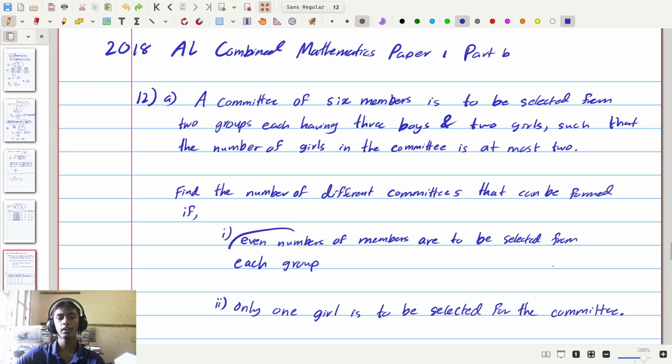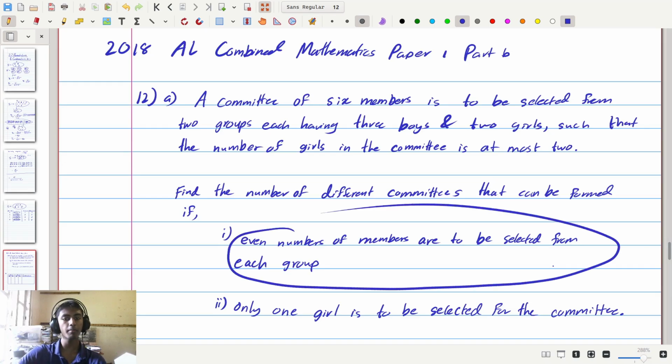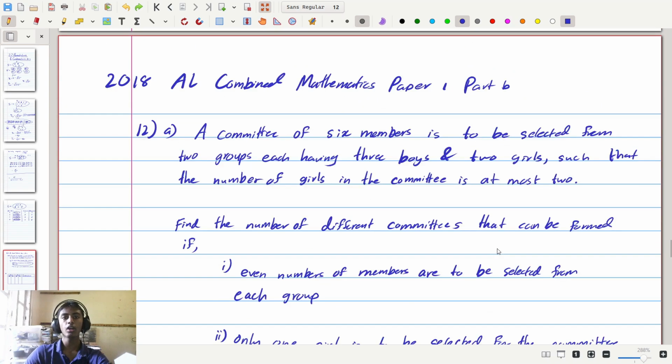To start off, let's take a look at this "even number of members are to be selected from each group" rule. According to this, from group 1, out of the 5 people, an even number are to be selected, and from group 2, out of that 5, another even number are to be selected. The total of these two even numbers must be equal to 6, since we are choosing 6 total people. So therefore, we need a pair of two even numbers that add up to 6, and those pairs of even numbers could be the possible numbers of people that we're selecting from group 1 and group 2.